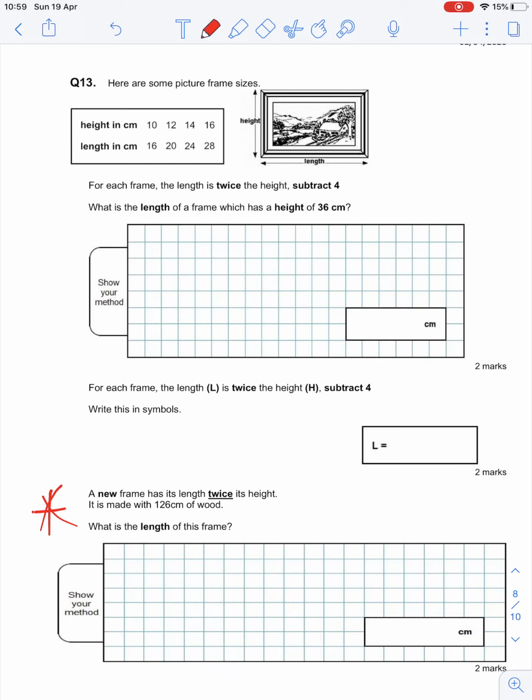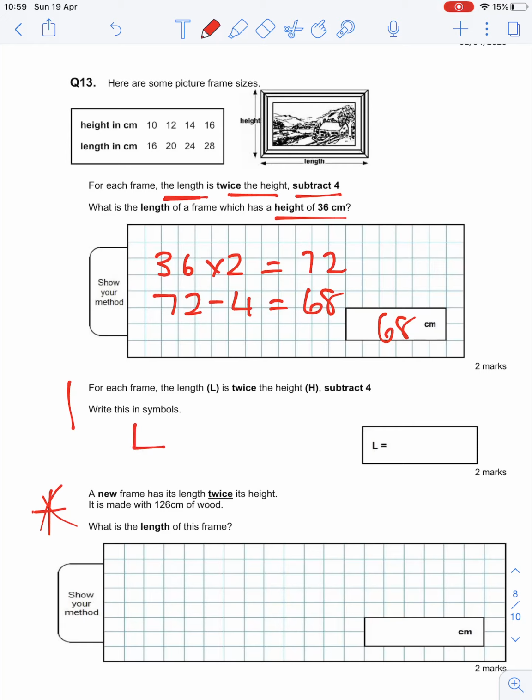So we know the height is 36, and we know that the length is twice the height, subtract 4. So if we do twice the height, and then take away 4, we get 68. Okay, for each frame the length is twice the height, subtract 4, I'm doing this one now. Write this in symbols. So the length is twice the height, 2 times the height, take away 4. And a better way to write that is 2h minus 4. You would get the mark if you wrote that, but that's a better way to do it.